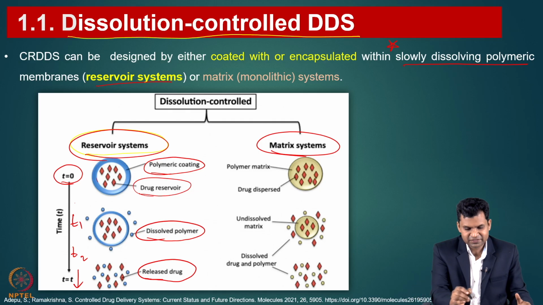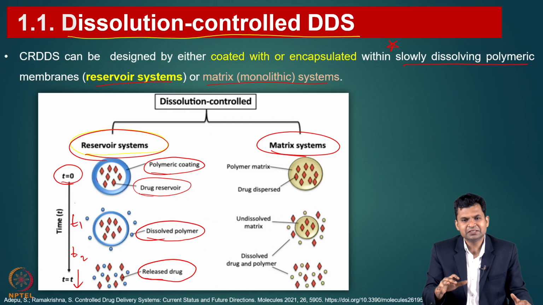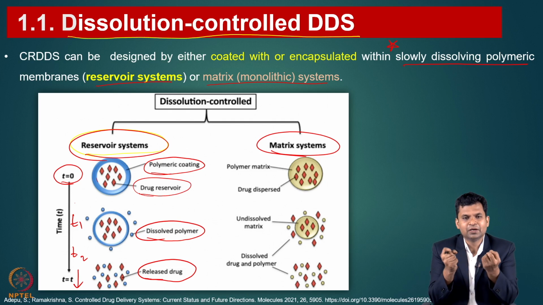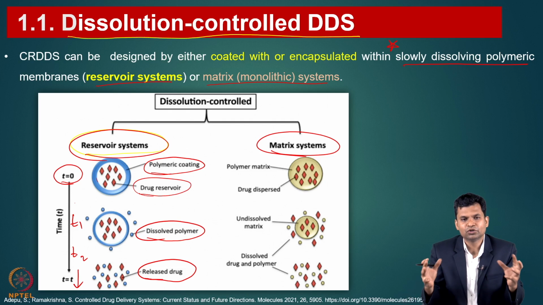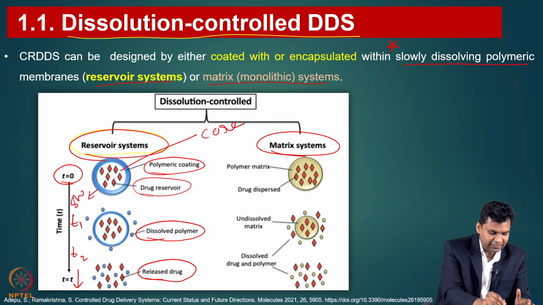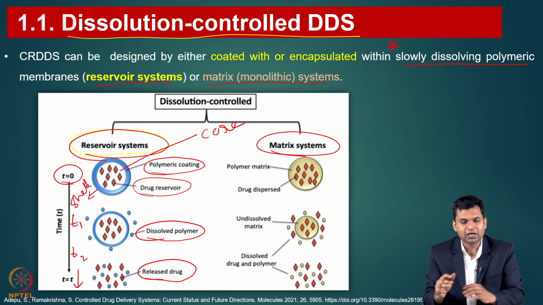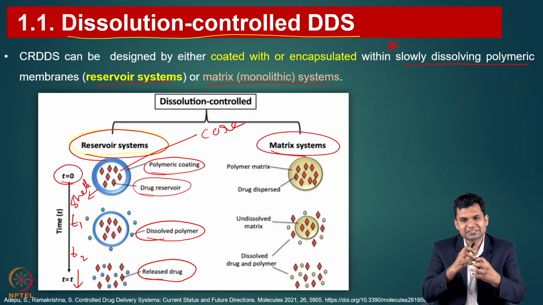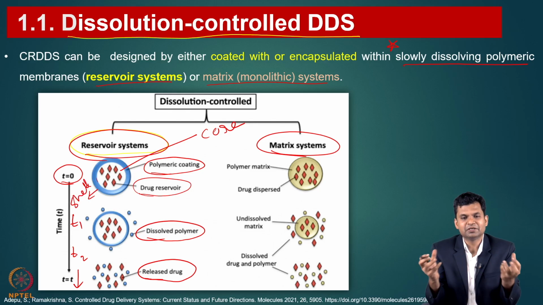And on the other side, we will see the matrix systems or monolithic systems. Here the drugs are dispersed and mixed with the polymer, so you cannot separate out your drugs. In the reservoir system, you can consider this a core and this the outer shell layer, so you can separate them or identify them easily, whereas in a matrix system it is not like that. Your drug is matrixed or combined with the polymer.